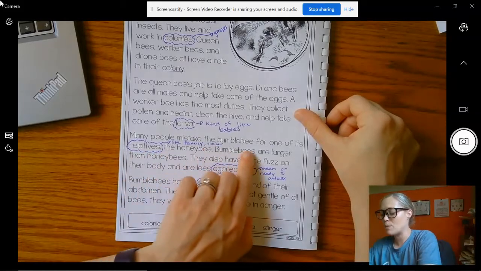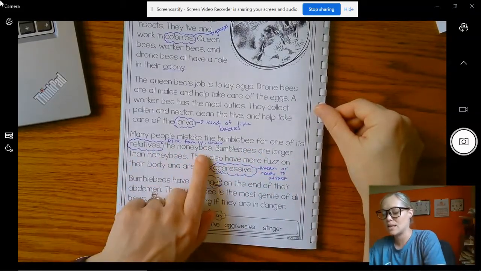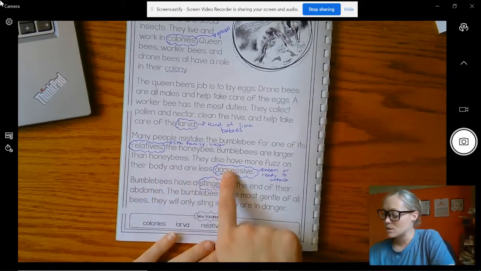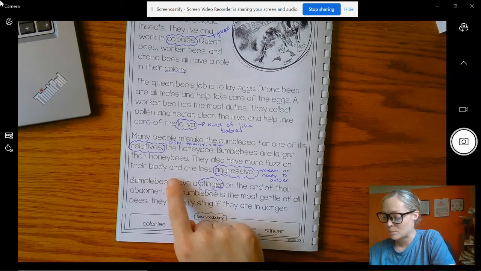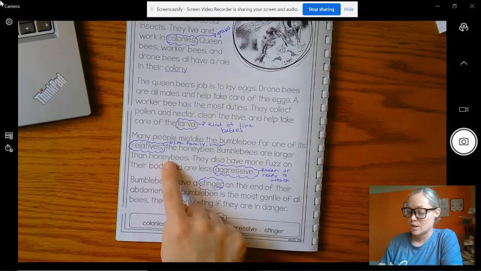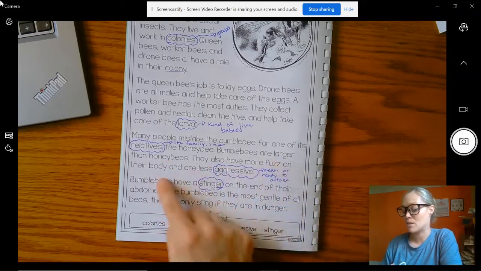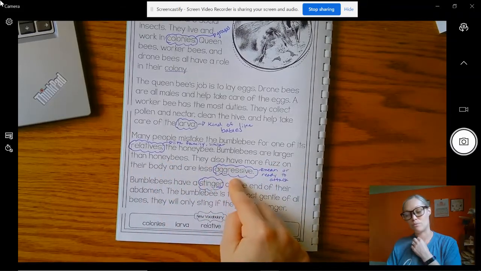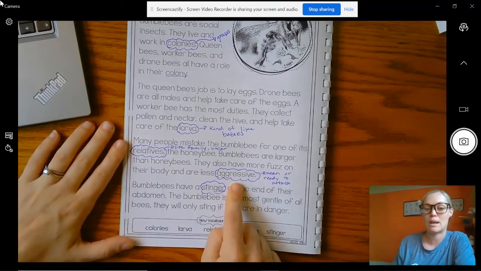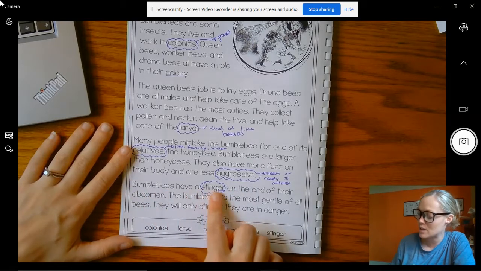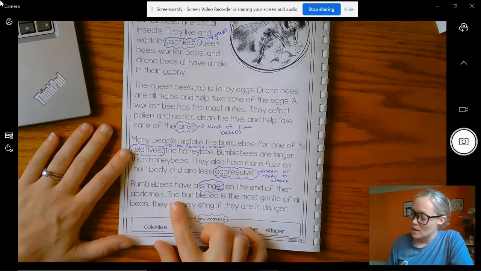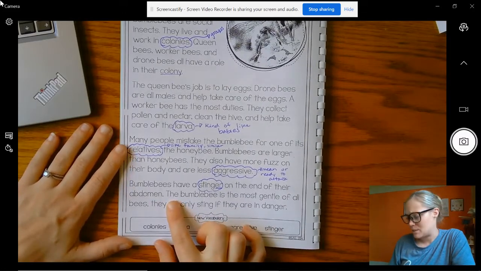Many people mistake the bumblebee for one of its relatives, the honeybee. Bumblebees are larger than honeybees. They also have more fuzz on their body and are less aggressive. So if a bee's being mean, it's actually probably a honeybee, not a bumblebee. Bumblebees are nicer. Bumblebees have a stinger on the end of their abdomen. Remember, the abdomen was the lower part, which is different than humans' abdomens.